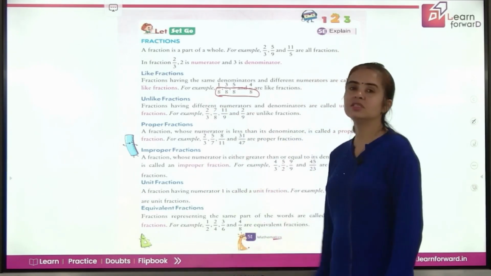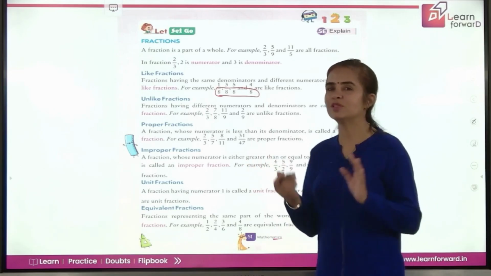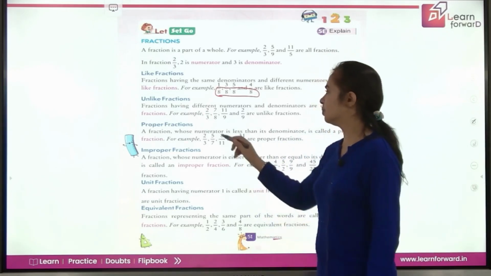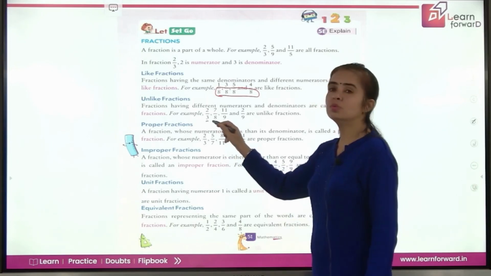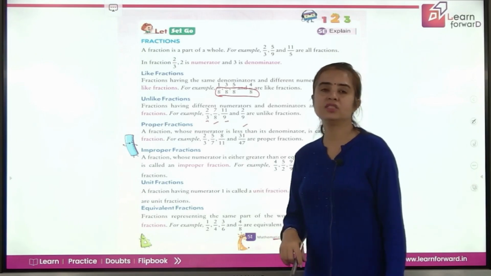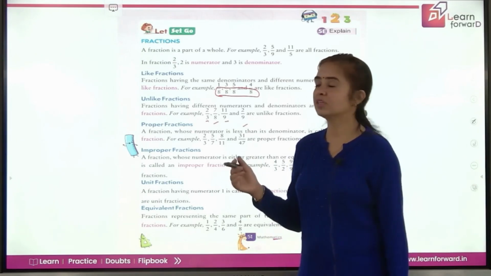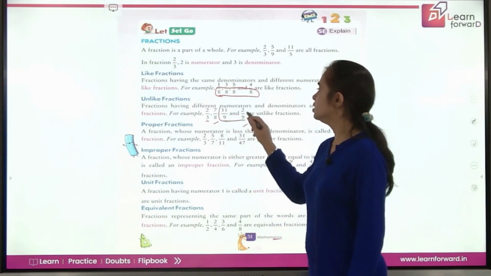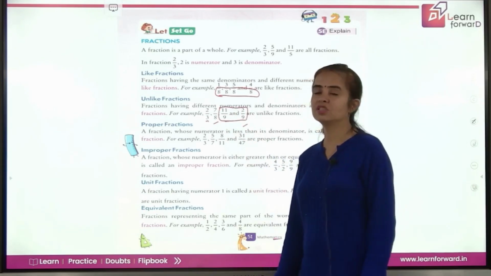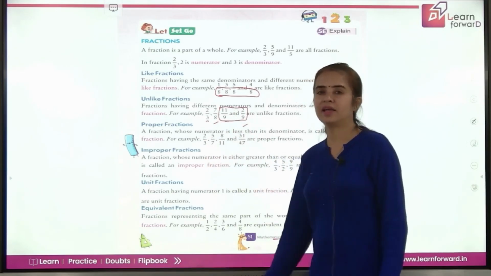Coming to the next, unlike fractions, which are just the opposite of like fractions. So, here the denominators are not the same. If you have 2 by 3, 7 by 8, 11 by 9, 2 by 9 or 19, all of these are unlike fractions. And here you can see these two have the same denominator. So, only these two are like fractions. Otherwise, they are unlike fractions.